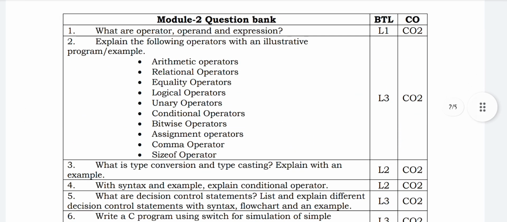And we can go for the second module. What are operators, operand and expression? Second question, explain the following operators with illustration, programs with examples. Arithmetic operator, relational operator, equality operator, logical operator, unary operator, conditional operator, bitwise operator, assignment operator, comma operator and sizeof operator.